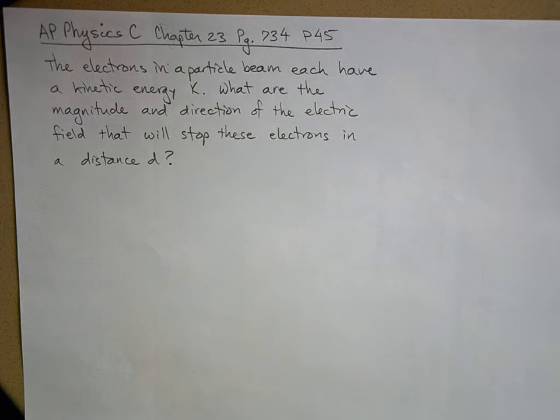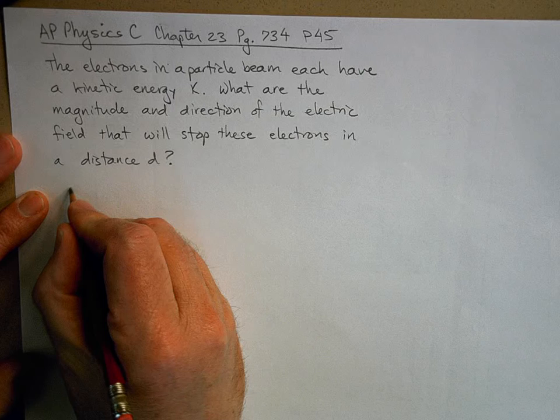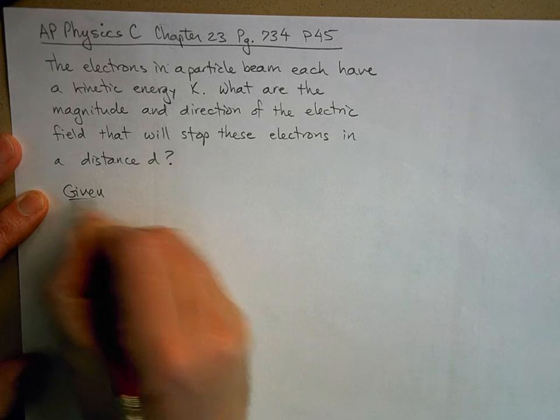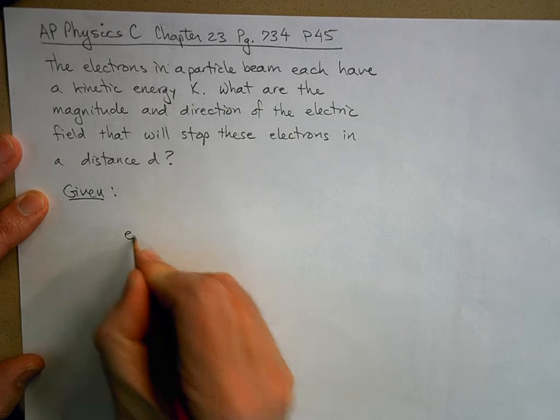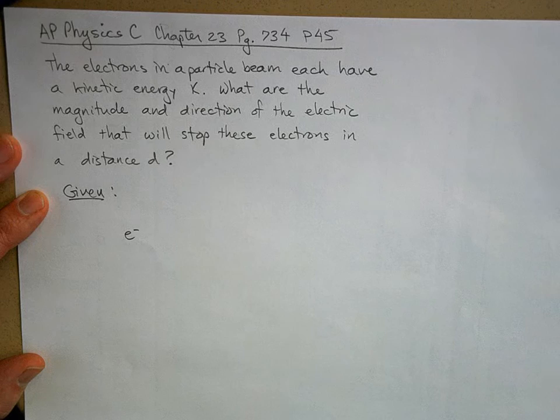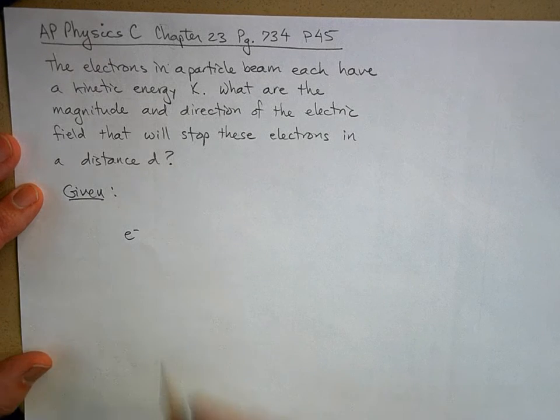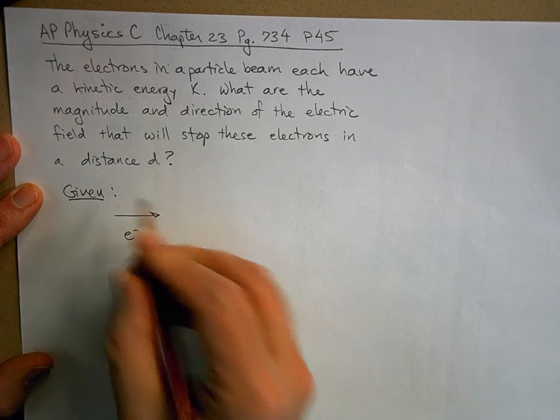So this is one of those problems you don't have to do any calculator work. It's just all in terms of variables. So let's write down what's given. I've got an electron. I'll just draw it as a little e. And it's moving. It's got a velocity like this.